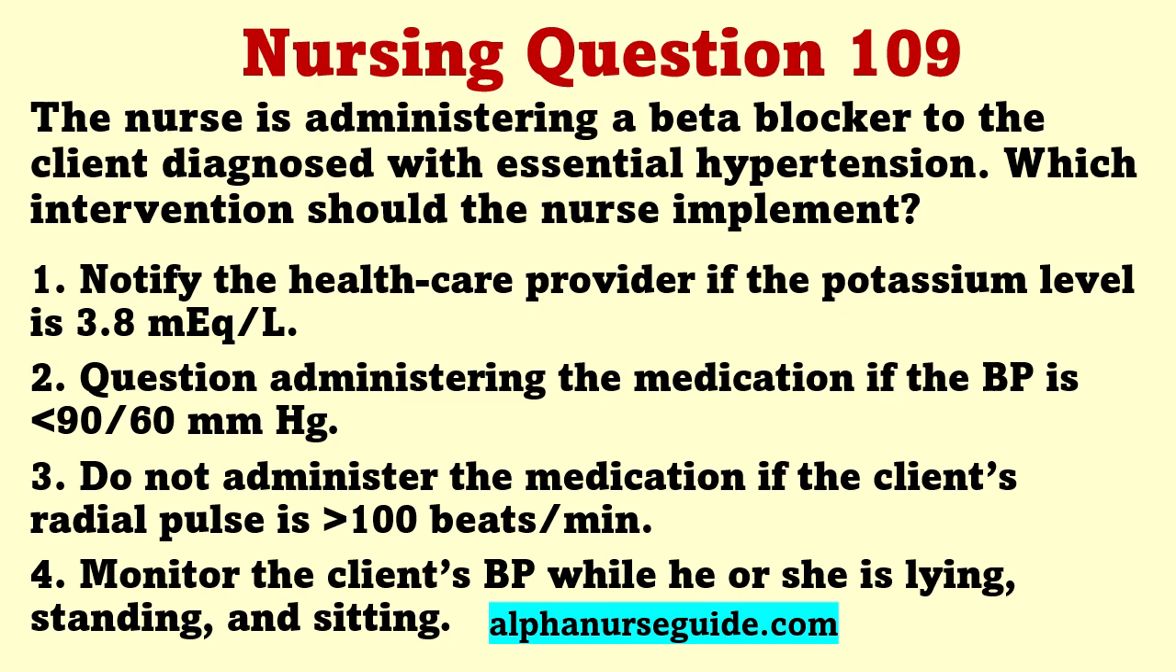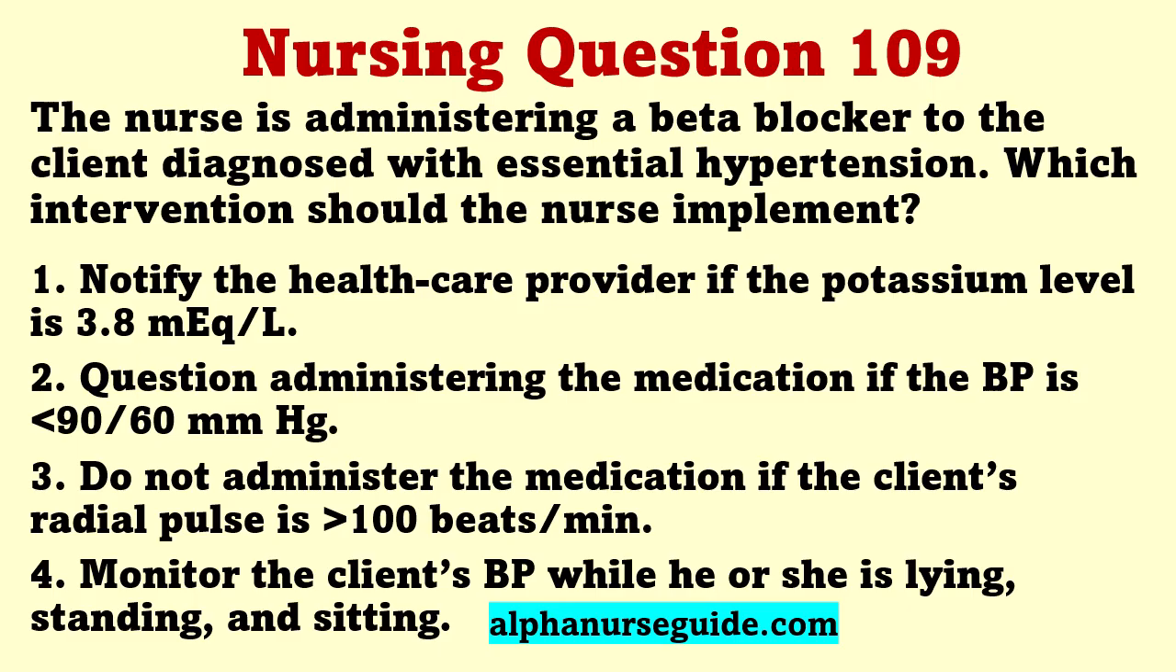The nurse is administering a beta blocker to the client diagnosed with essential hypertension. Which intervention should the nurse implement? 1. Notify the healthcare provider if the potassium level is 3.8 milliequivalents per liter. 2. Question administering the medication if the BP is less than 90/60. 3. Do not administer the medication if the client's radial pulse is greater than 100 beats per minute. 4. Monitor the client's BP while he or she is lying, standing, and sitting.